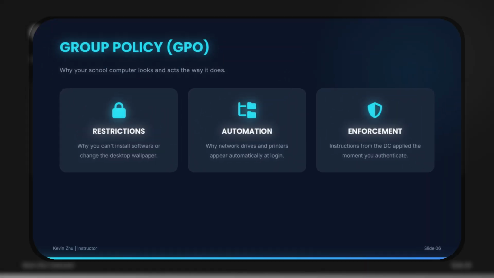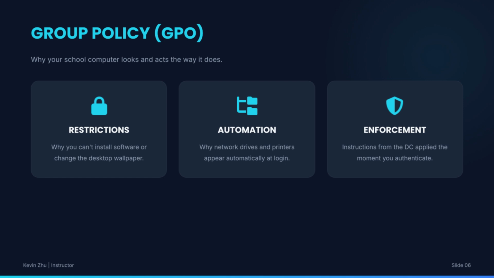Group policy. That was the discovery that explained so much about school computers. Group policy objects, GPOs, are sets of rules the domain controller applies to users and computers. That's why you can't install software on school machines, why the desktop wallpaper is locked to the school logo, why certain websites are blocked, why network drives appear automatically when you log in. It's not the individual computer doing any of that. It's instructions from the domain controller applied the moment you authenticate. I remember thinking, it's like discovering the wizard behind the curtain was just a very organized IT department. Which is a reasonable description.